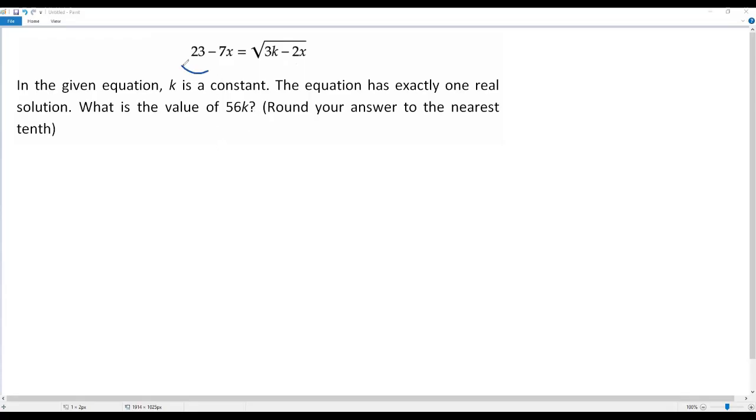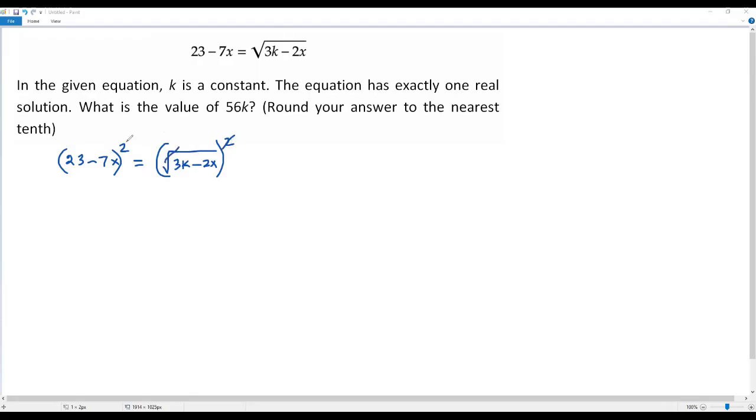Okay, now let me take the given equation as it is. That is 23 minus 7x equals square root of 3k minus 2x. Now let's do some simplification in this equation. On the right side, we find a square root. To get rid of the square root, we can square both sides of this equation. Okay, let me do it. When I square both sides, on the right side, the square root and square will cancel out.